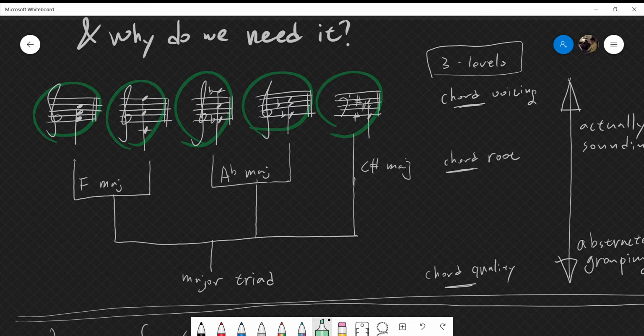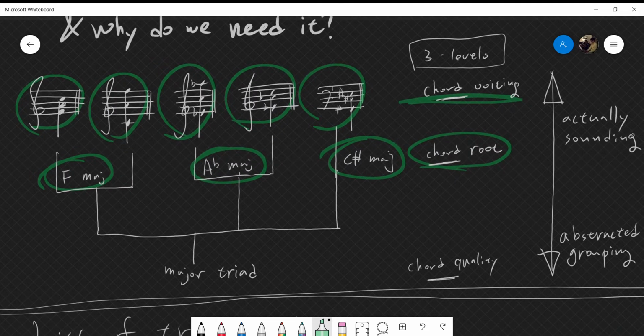But at some level, we actually consider them as being part of the same group, right? So the first two are part of the same F major group. These are two F majors, and the next two are part of A flat major, and then the last one is a C sharp major, right? At the chord voicing level, every chord sounds different, but one step further down, we can consider them as two different voicings of the same chord, right?